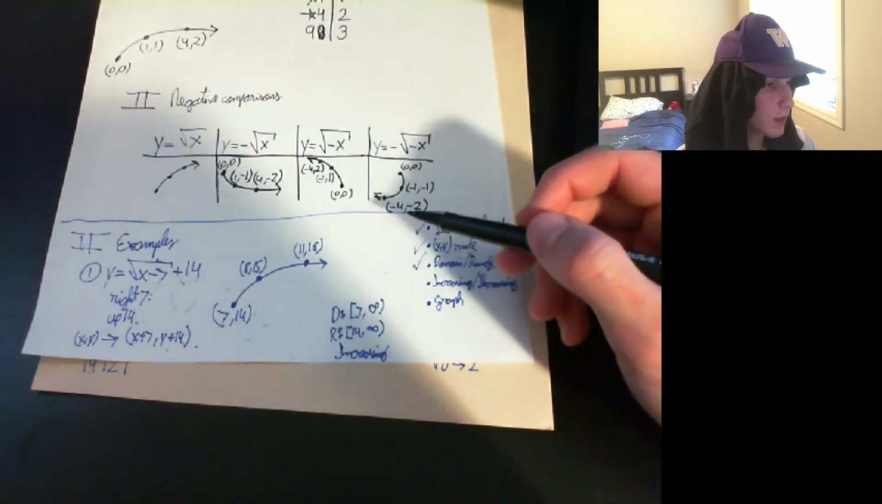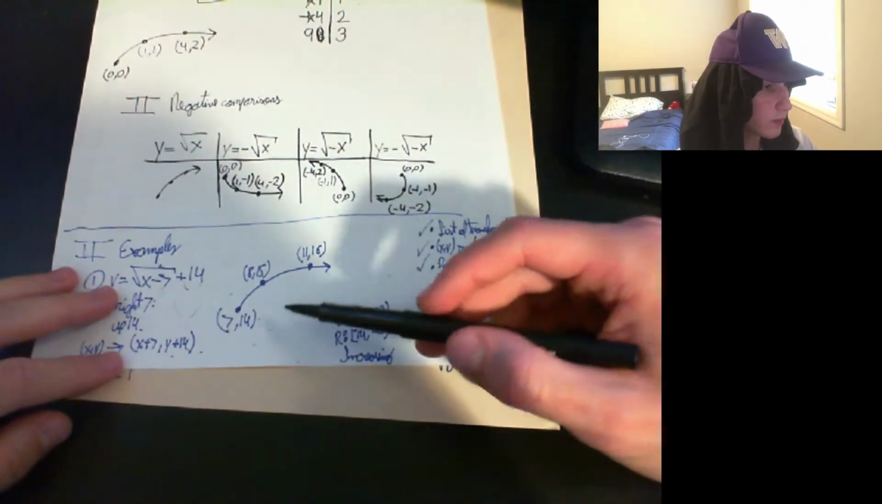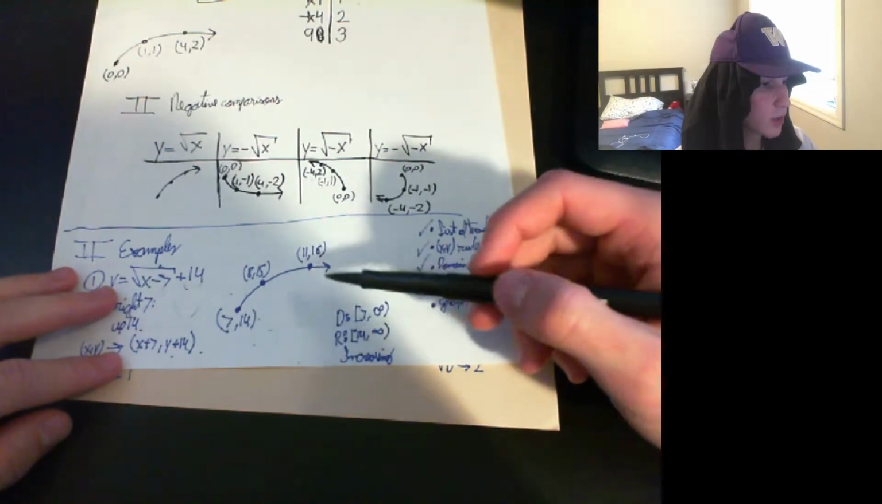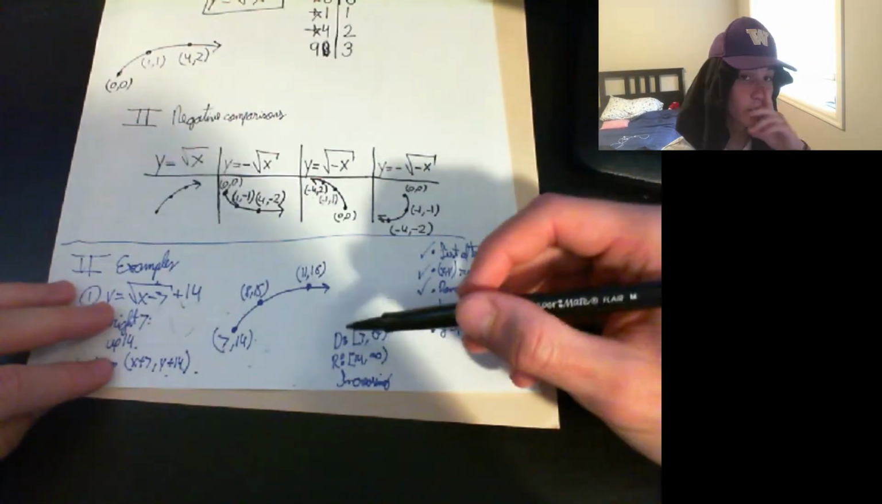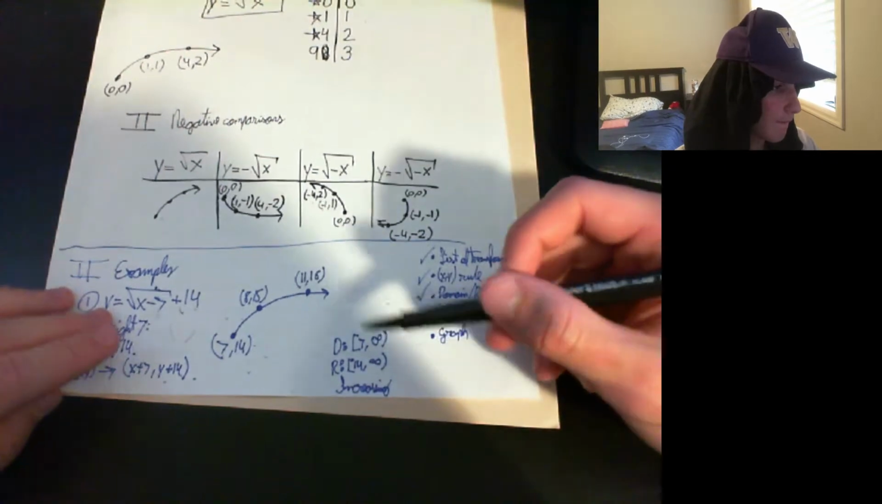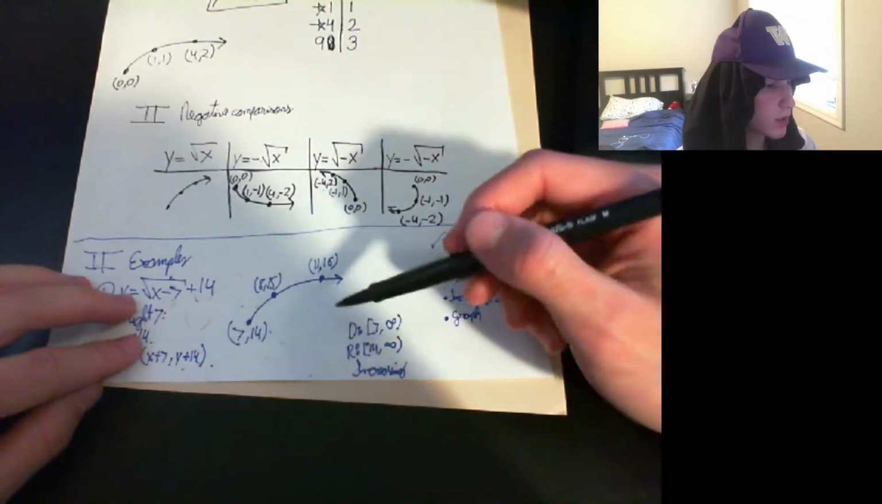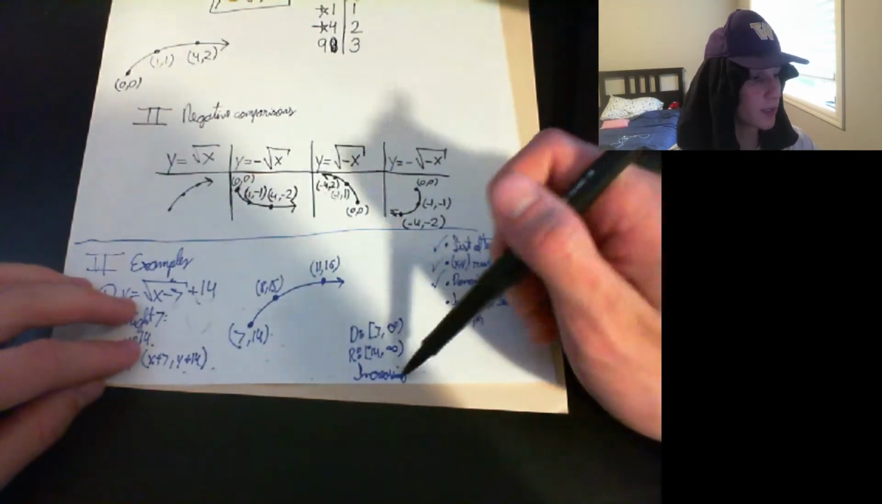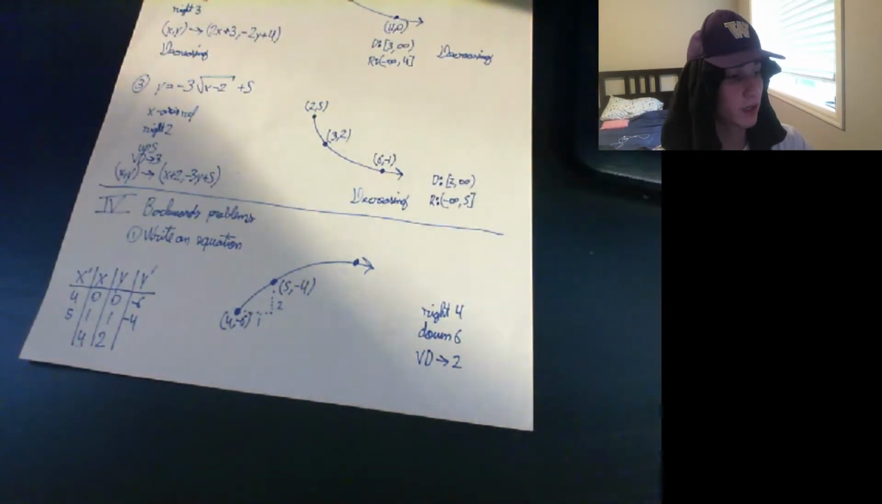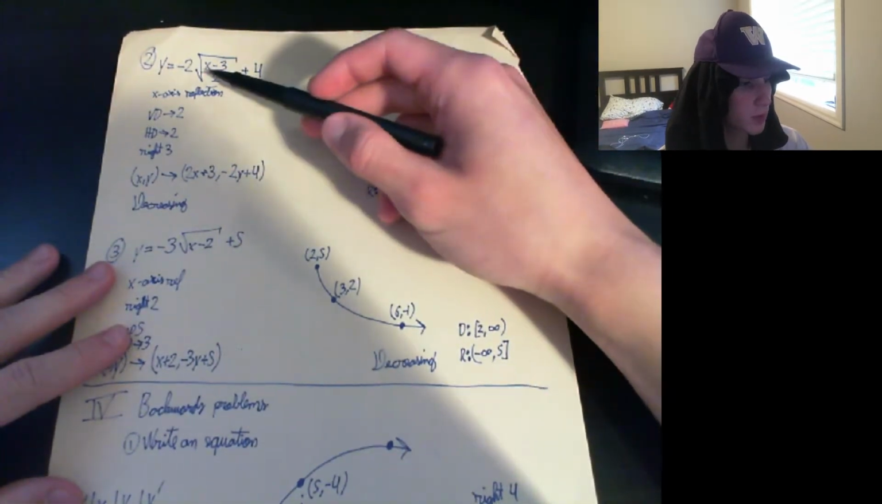Here, our domain is going to be hard bracket on 7 and soft bracket on infinity, because you never put a hard bracket on infinity. And our range is going to be hard bracket on 14 and soft bracket on infinity. And as our x value goes up, our y value also goes up, so it's increasing.